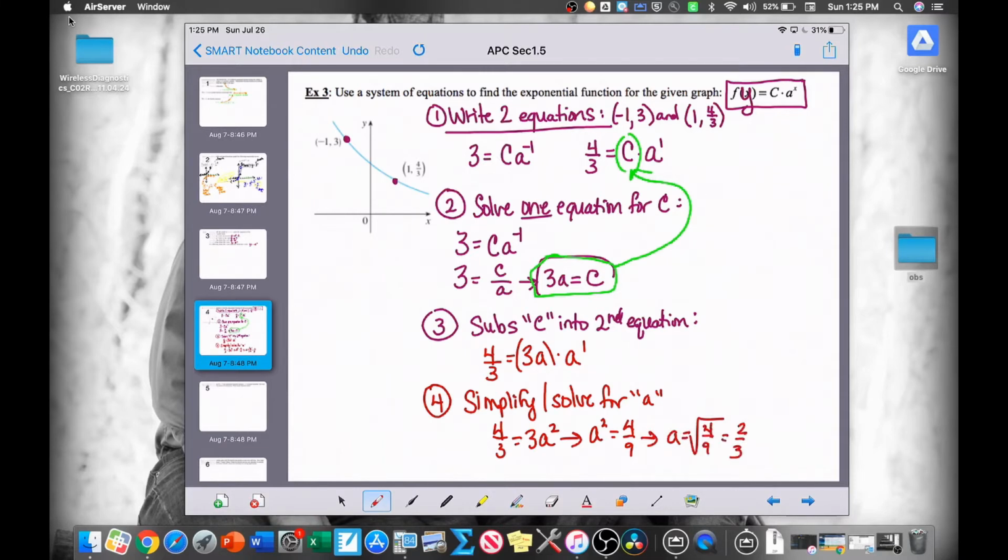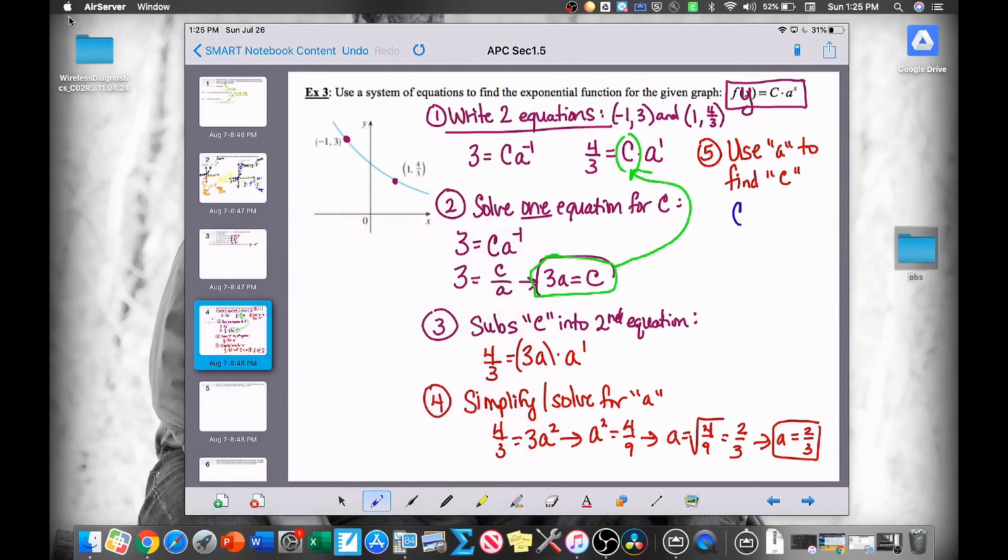So I just found a equals 2/3. All right, and then my last step here, step 5, is going to be use a to find c. So now I do a substitution again. Now I'm going to take a, and I'm going to plug what I found for a back in, and I'm going to solve for c.